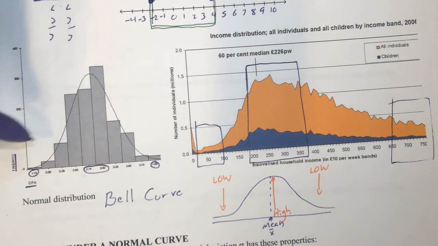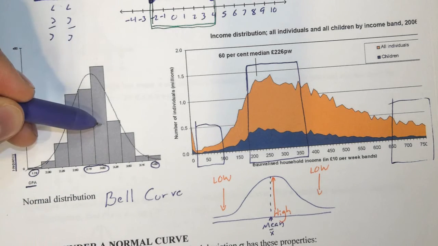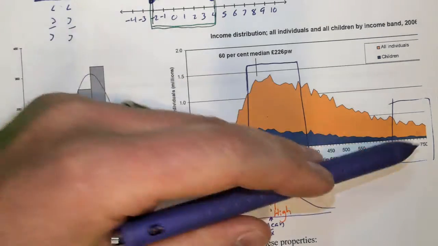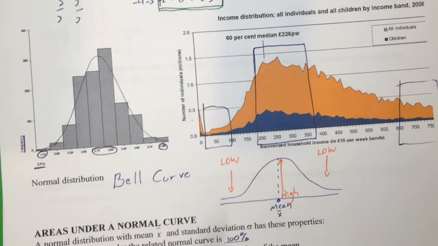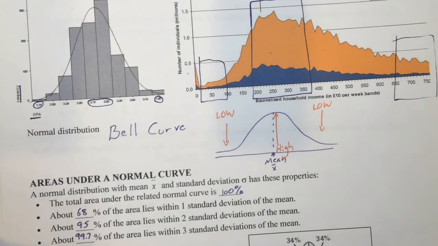And so you can see that in both of these graphs, there is this shape that is showing up. High in the middle and low on the sides. The shape is called a normal distribution, or it is also called a bell curve.